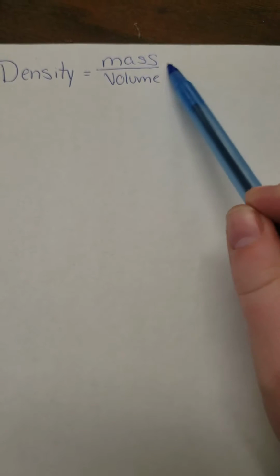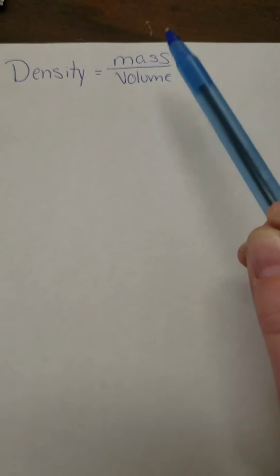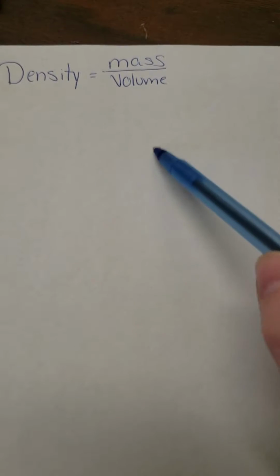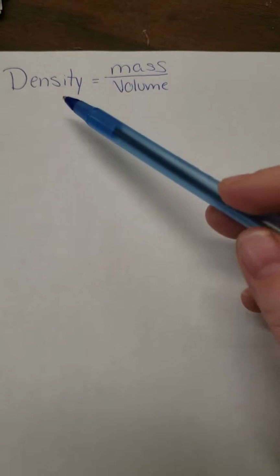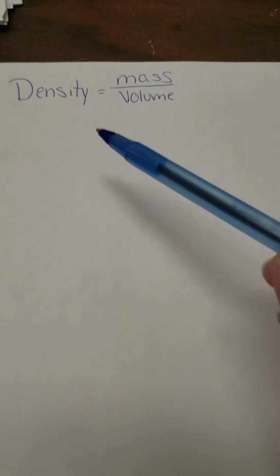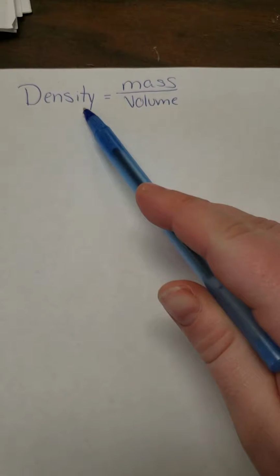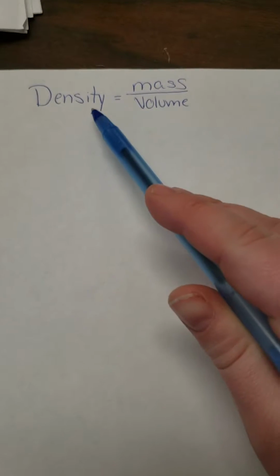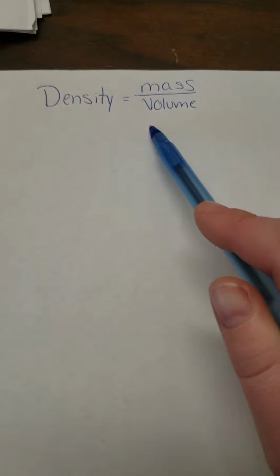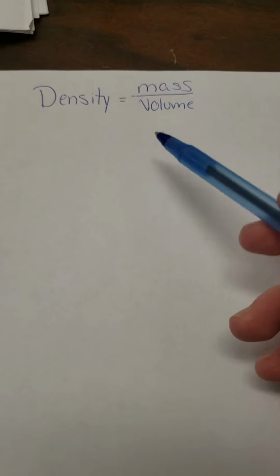Okay, so now that we know how to use the DMV triangle, I'm going to show you how to manipulate this formula, the density formula, in case you forget what order the DMV triangle goes in. So if you can't remember that triangle and it's just not something that's working for you, we're going to figure out today how to algebraically manipulate this formula so that we don't have to necessarily remember the triangle.